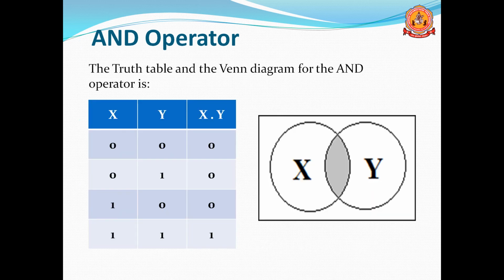And here is the truth table for the AND operator. Here x and y are the two inputs, and the output is x dot y or xy. Here you can see the output: 0 and 0, output is 0. 0 and 1, output is 0. 1 and 0, output is 0. 1 and 1, output is 1. Whenever both the inputs are 1, then only output will be 1. Otherwise, output will be 0.